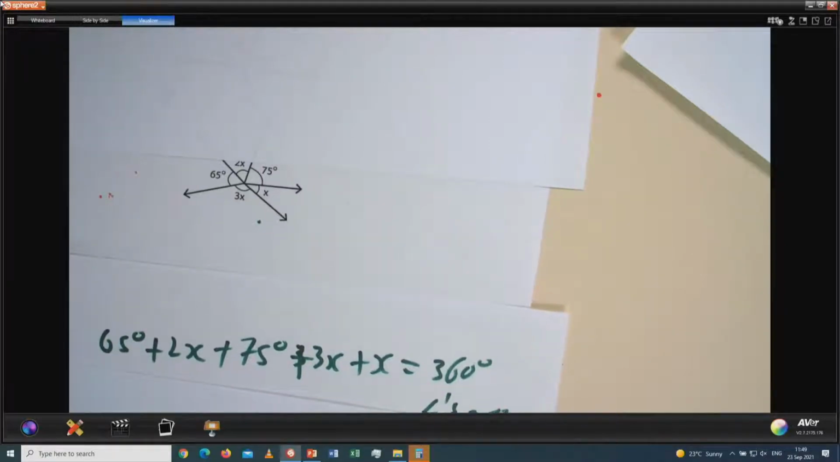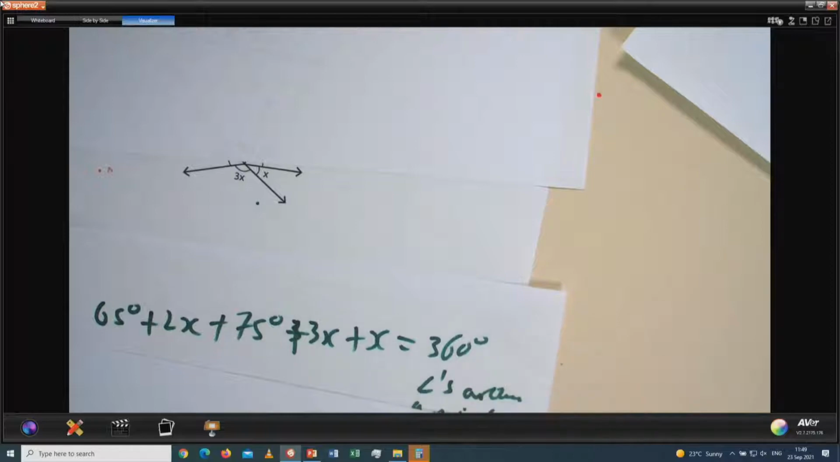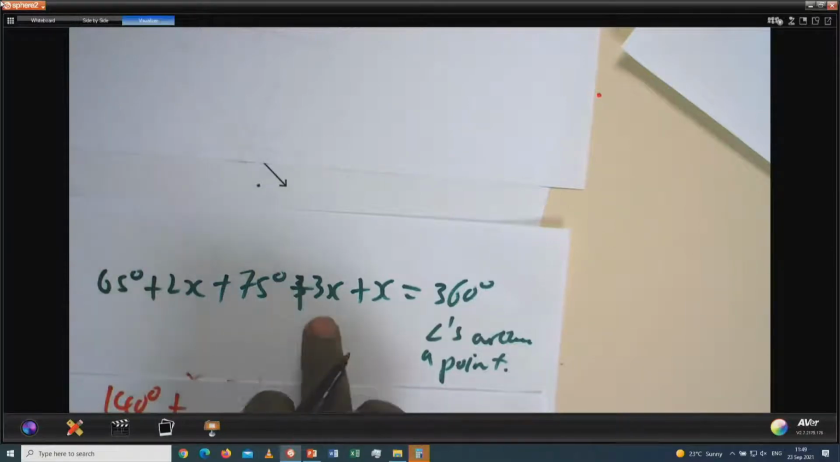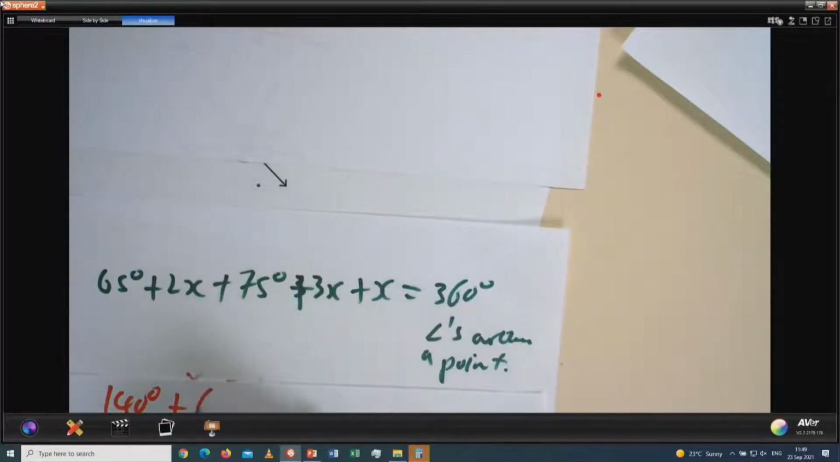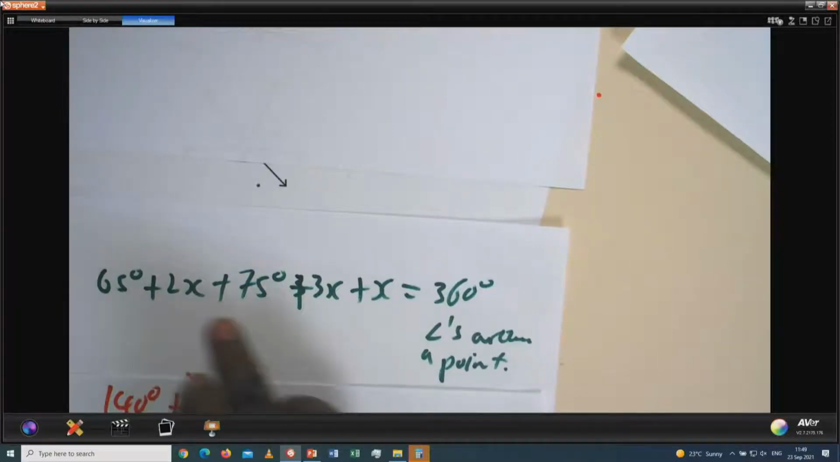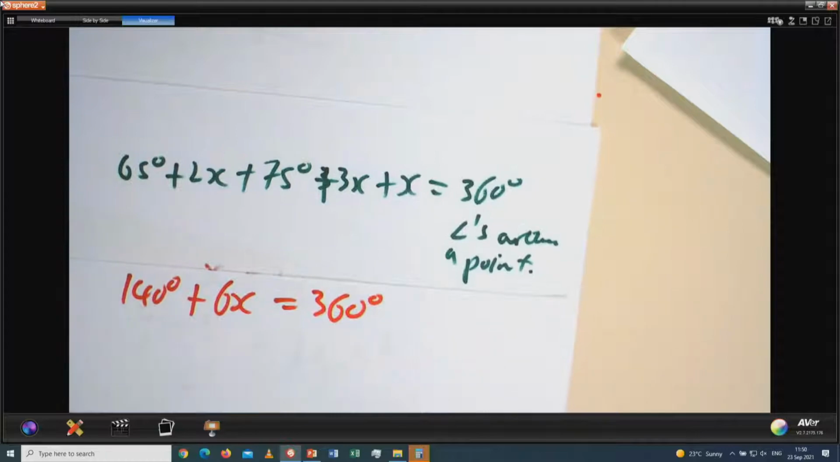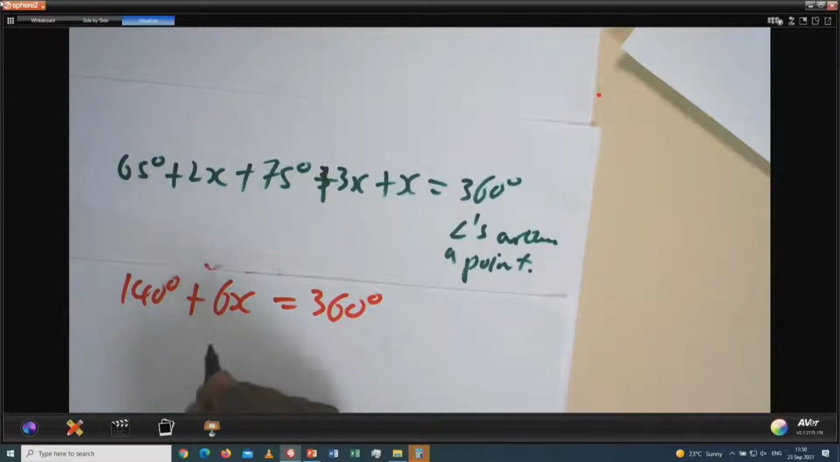And then apply your mathematics, because mathematics is a tool. You bring it to assist us to make things easier. Now you add: 65 plus 75, 140 degrees. 2x, like terms, plus 3x plus x equals 6x. They are the same: 2 of them here, 3 of them here, 1 of them here. Therefore, 6x equals 360 minus 140. Another mark for showing us your mathematical skills.